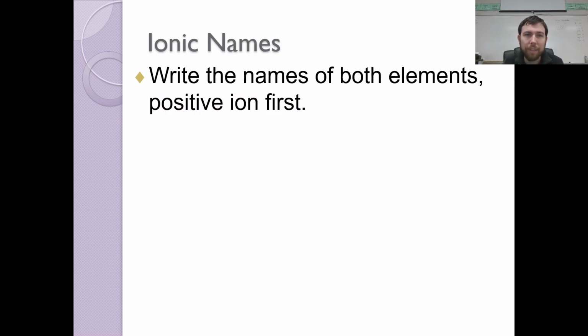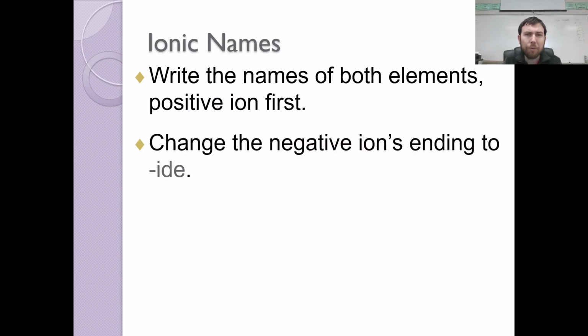Now, the good news is when you're given a chemical name, if it's ionic, the positive ion is already going to be listed first in the name. Okay, so that's our first task. We're going to write the names of both of our elements, making sure that the positive ion comes first. That's step one. Step two is after writing the names, we are going to need to make some changes.